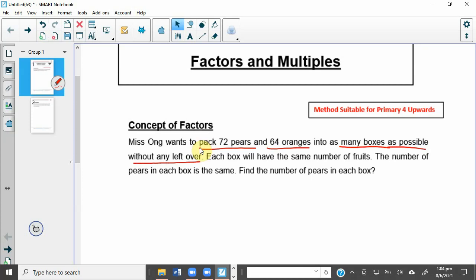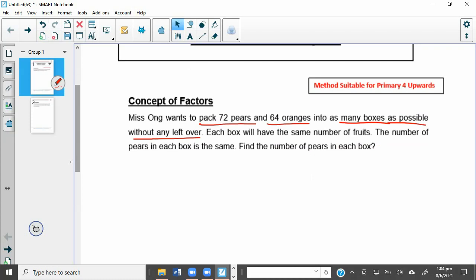What do you know about factors? For example, factors of 16. 1 times 16 is equal to 16, so there's no remainder. 2 times 8, that will be 16. So when you see without any leftover, there's a clue over here. Without any remainder, without any leftover, the heuristic that will come to my mind is using factors, to work out the answer.